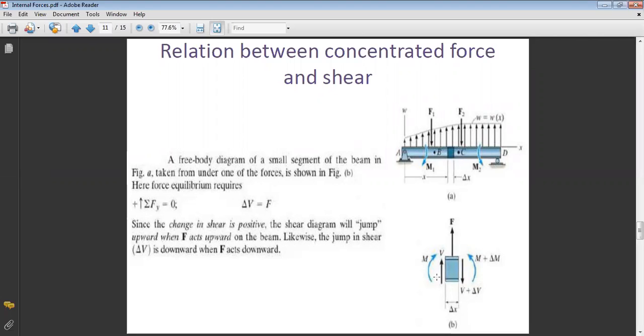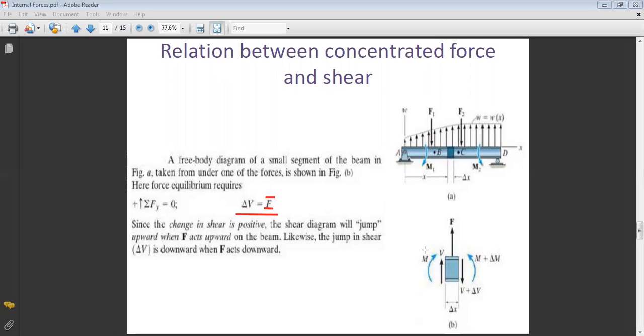As usual, I take the element, I put V and M at the two sides, and I do sum of forces equal 0 on this element. What do I get? I get V plus F minus V plus delta V equals 0. So I deduce that for the concentrated force, delta V is equal to F. This means that when I have a force, I have a jump in the shear, and the jump in the shear is equal to the value of the force.